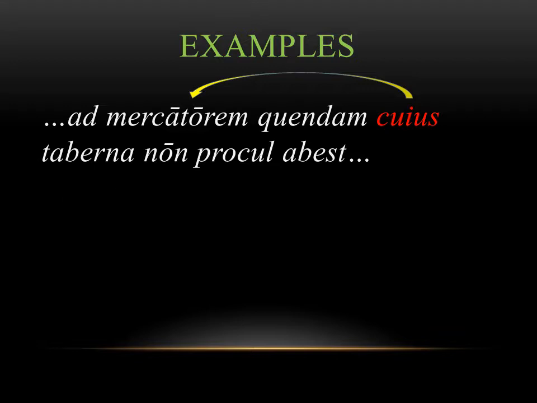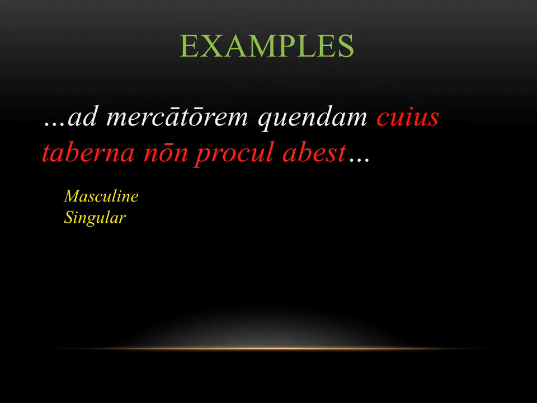The gender and number are going to be the exact same. Mercatorem is masculine, so cuius is masculine. Mercatorem is singular, there's only one merchant, so cuius is singular. To figure out the case, though, again, we have to look at the relative clause. What is the word cuius doing? In this case, I'm trying to say the shop of the merchant is not far away.